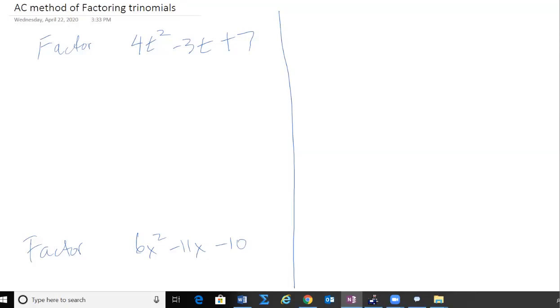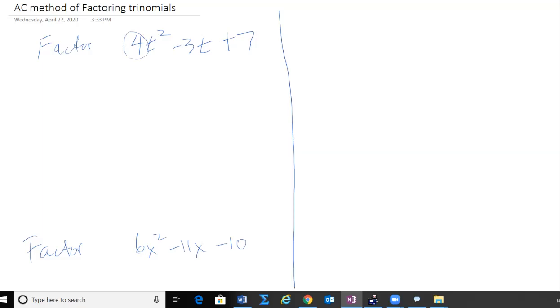Okay, here we go. It's called the AC method. This you would use if you had a non-unit number here, if you had something other than a 1 here in the front. So here's how we do it.